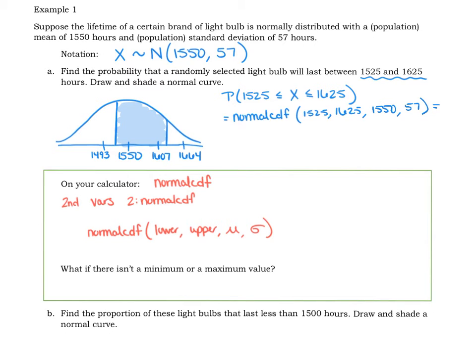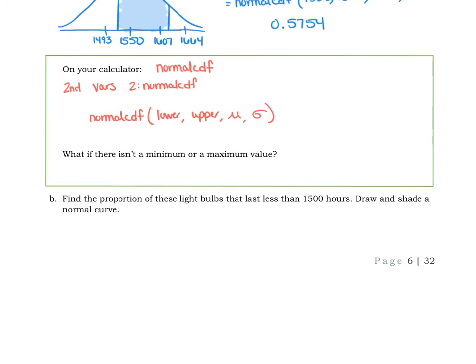Okay, then when you hit equal, and we are always going to report these to 4 decimal places, again, check in my open math, we should get an area or a probability of 0.5754. Again, to interpret that, that would mean about 57.54% of all of this type of light bulb would last between 1,525 and 1,625 hours.